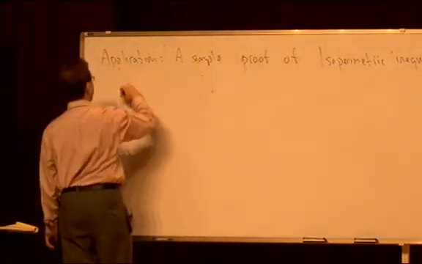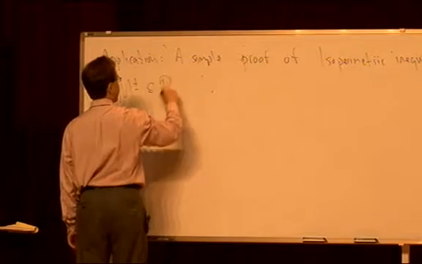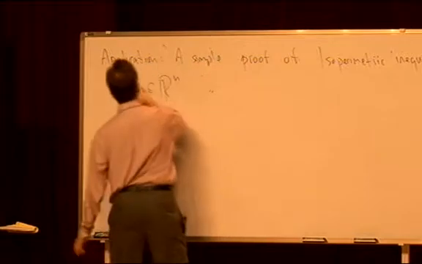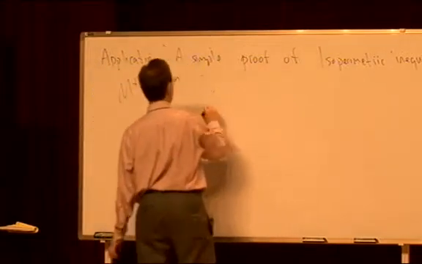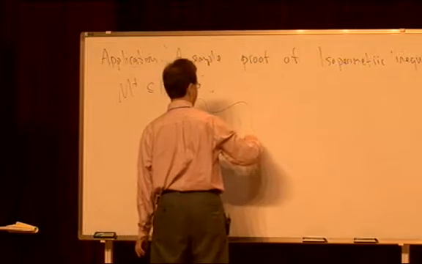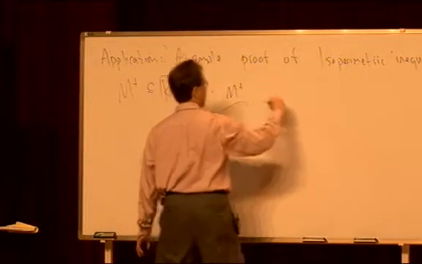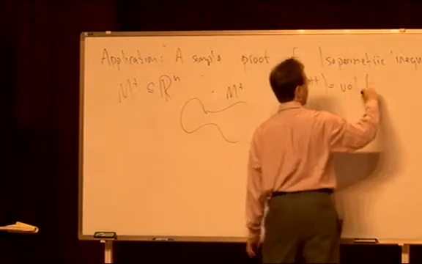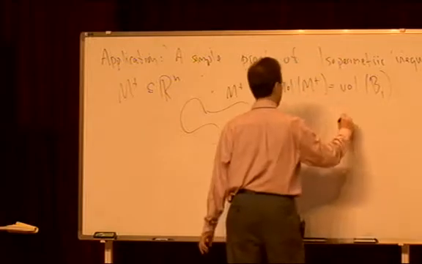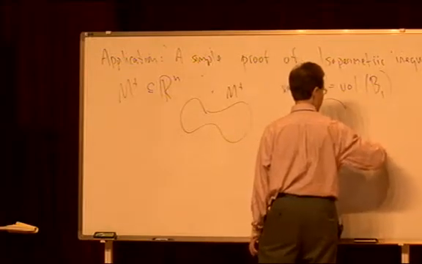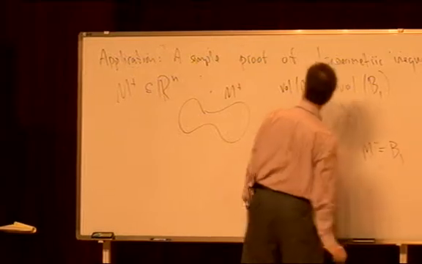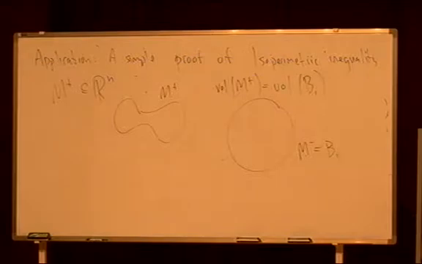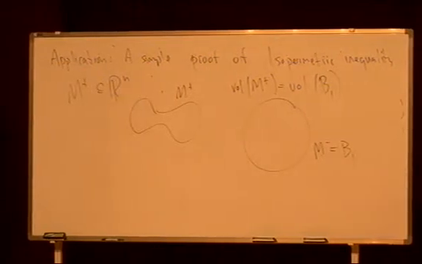So if I have two sets in Euclidean space, I'm going to take them to have the same volume. I'll take one set in Euclidean space. Here it is, M plus. And I'm going to assume the volume of M plus is the same as the volume of the unit ball. So I'm going to take M minus to be the unit ball. And what I'd like to deduce is that the perimeter of M plus has to be larger than the perimeter of the ball. And so how am I going to do this?